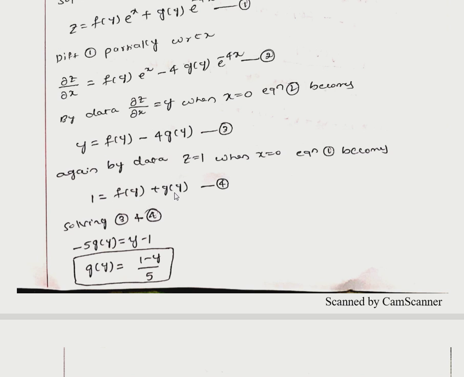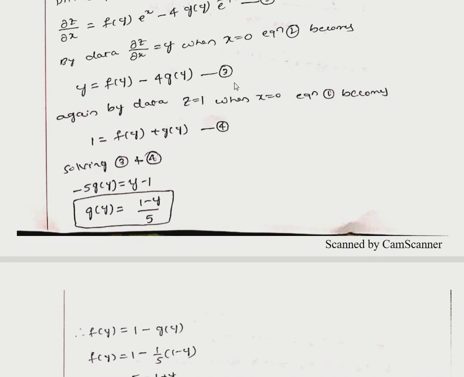On the RHS, the value is minus 5 g(y). On the LHS, 3 minus 4 gives y minus 1. So y minus 1 is equal to minus 5 g(y). Therefore, g(y) is equal to, dividing by minus 5 on both sides, the minus goes to the denominator. Minus of minus 1 is plus 1. Therefore, g(y) is equal to (1 minus y) divided by 5.